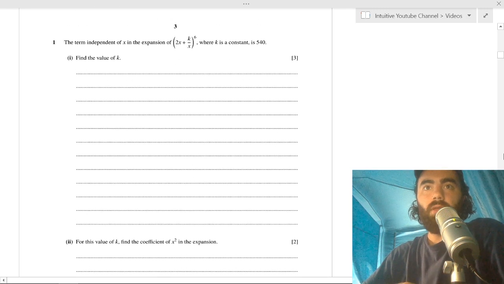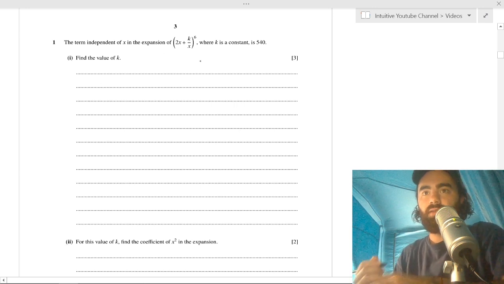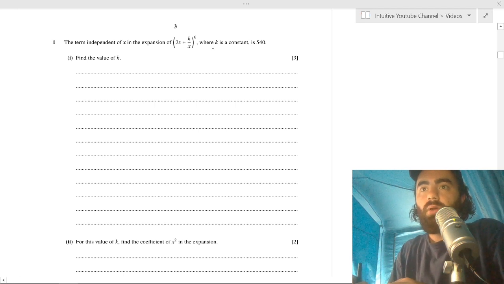So okay, let's do question 1 here. We've got: find the term independent of x in this expansion. So this is a binomial expansion where k is a constant. The term independent of x here is 540. So this is: find the value of k.